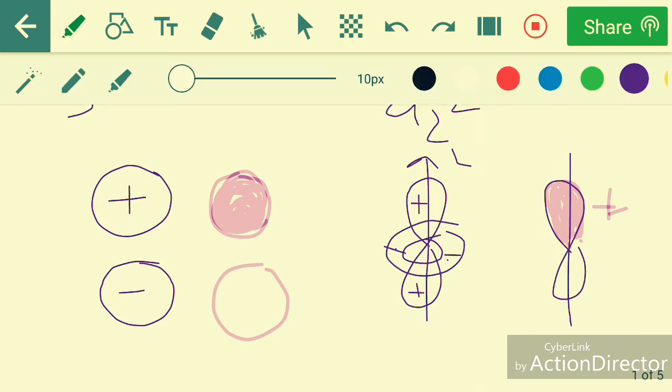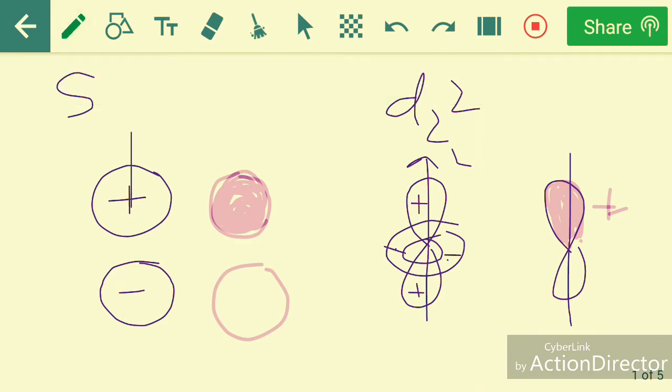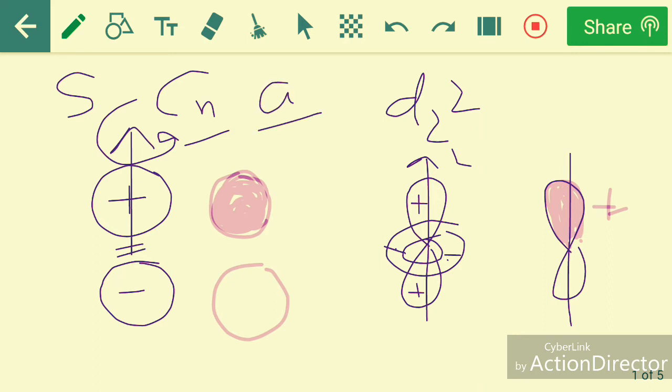So in this case, the s orbital: if we rotate this s orbital along the Cn axis of rotation, we will find that there is no change in wave function sign. So it comes under the category A.